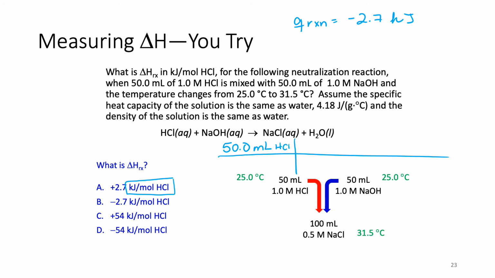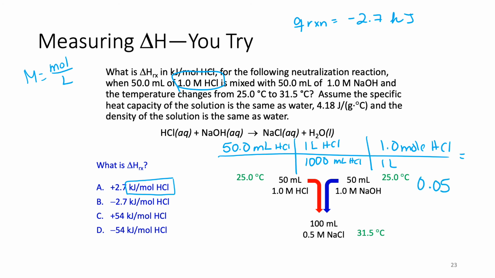According to the metric system, in 1 liter of hydrochloric acid, you have 1,000. That's a 1. It was always a 1. It was never a 5. 1,000 milliliters of hydrochloric acid. We now use our molarity as a conversion factor. Why? Because big M is just going to be moles over liters. So what I do is I assume I have 1 liter. Then I have 1.0 mole of HCl. That gives me 0.05 mole of HCl.